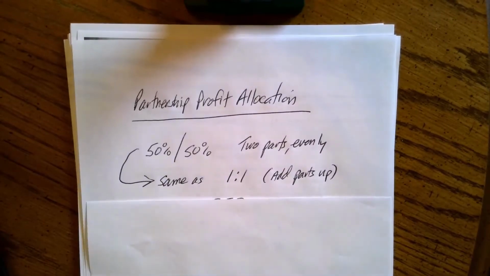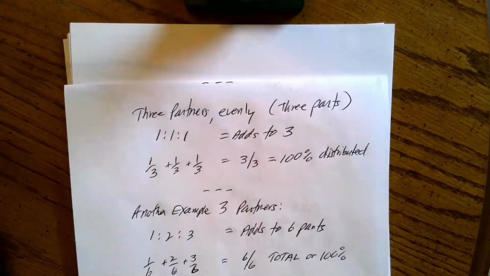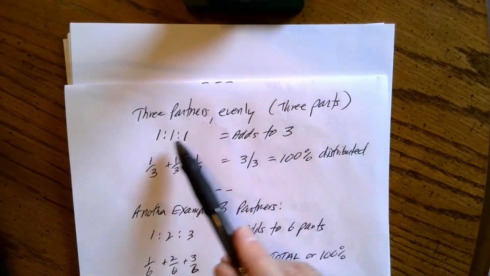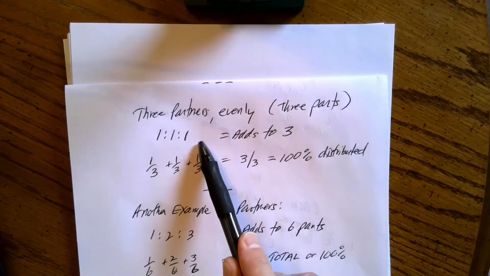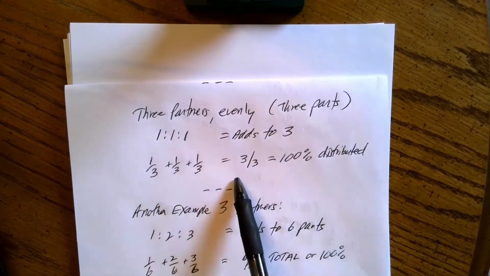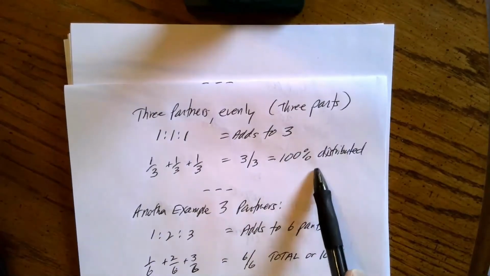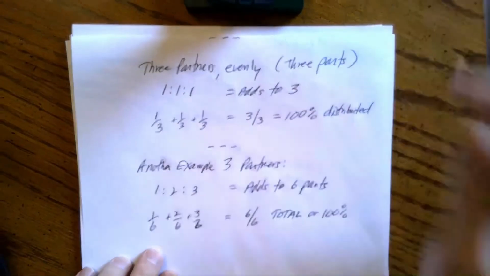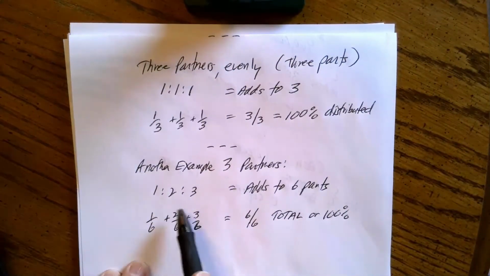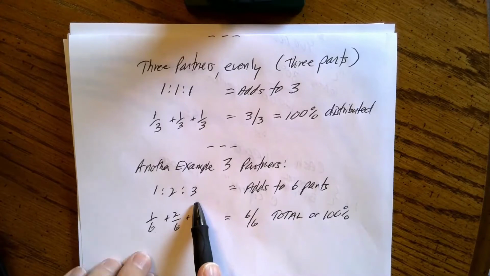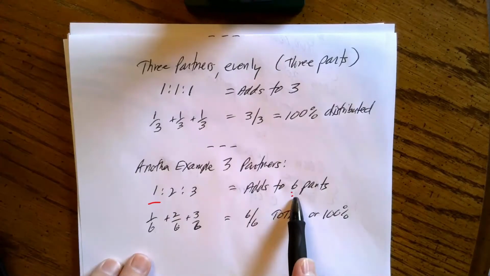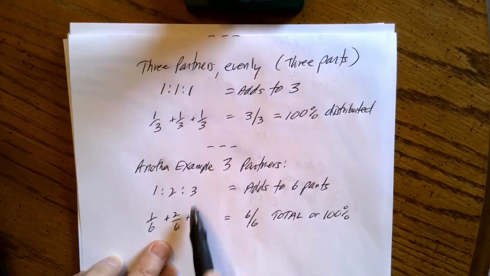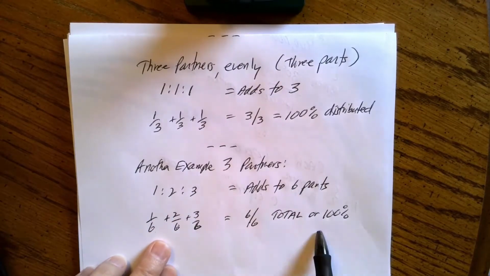Likewise, if there are more than two partners, let's say 3, and they all want to share equally, that can be specified as 1-to-1-to-1. Total of 3 parts, each getting 1/3, or 100% of the profits distributed equally. Another example of 3 partners, let's say the profit sharing ratio is 1-to-2-to-3. How do we interpret this? Add up the numbers, total of 6 parts. Partner 1 gets 1/6 of the profits. Partner 2 gets 2/6. Partner 3, 3/6. Again, adding up to 100% of the total profits.